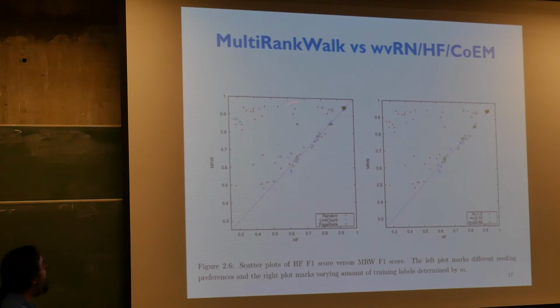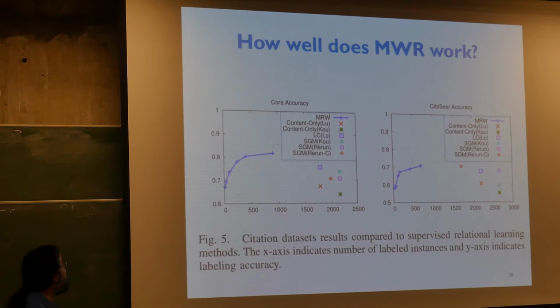The cases where it's getting the most difference are cases where you're using random seeding, which is not as informative, or to a lesser extent link count seeding. All right, and this is the same thing. Here we're just looking at a different number of labels per class. Okay, so again, the green one is the most labels per class, and there are fewest differences here. And as you get to a small number of examples, then MultiRankWalk seems to be best. All right. So that's kind of the analysis.